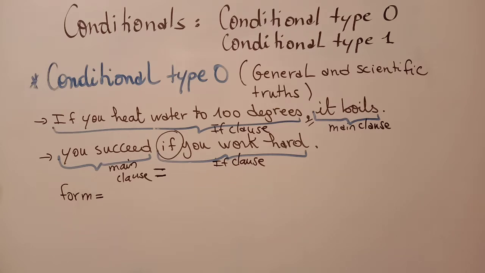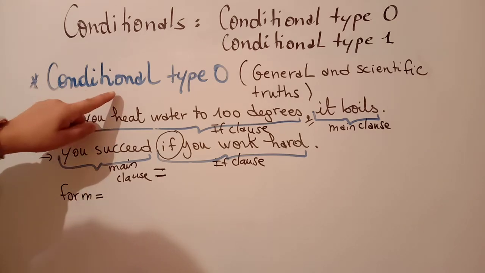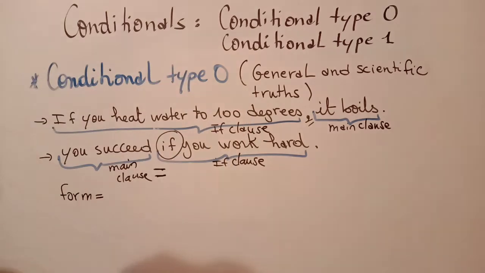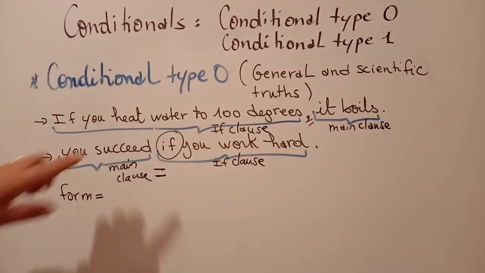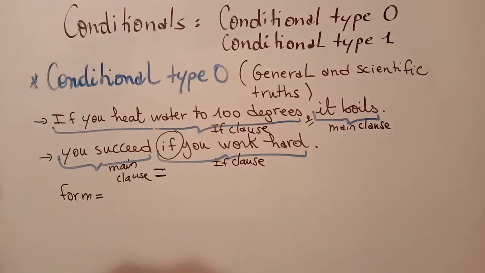So let's get started. Let's begin with conditional type 0, when it is used. Conditional type 0 is used to talk about general and scientific truths. For example, if you heat water to 100 degrees, it boils. This is a scientific truth which does not change everywhere and every time. When water reaches 100 degrees, of course, it boils.